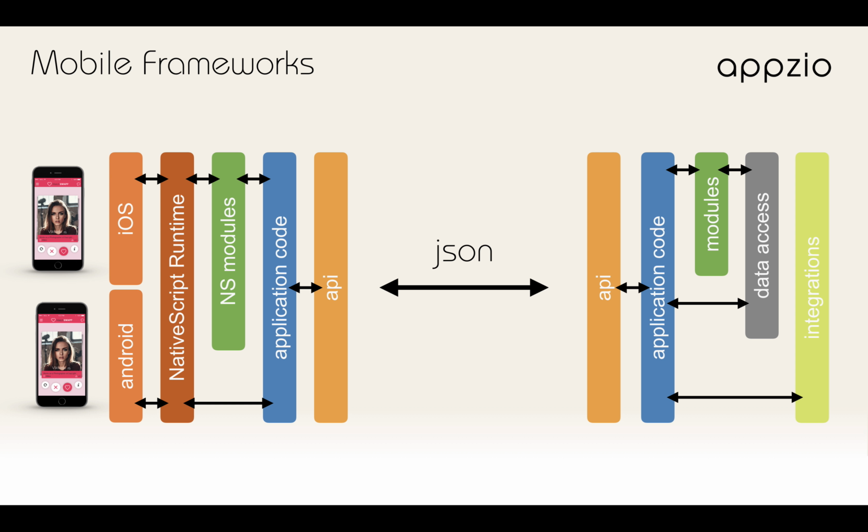Then you have the application code. Part of your application logic might be on the client, part of it might be on the server. And your application needs to have some kind of an API to talk to the server.